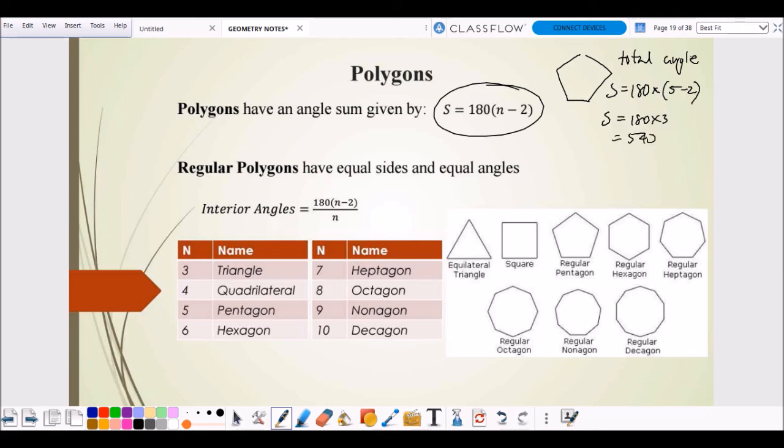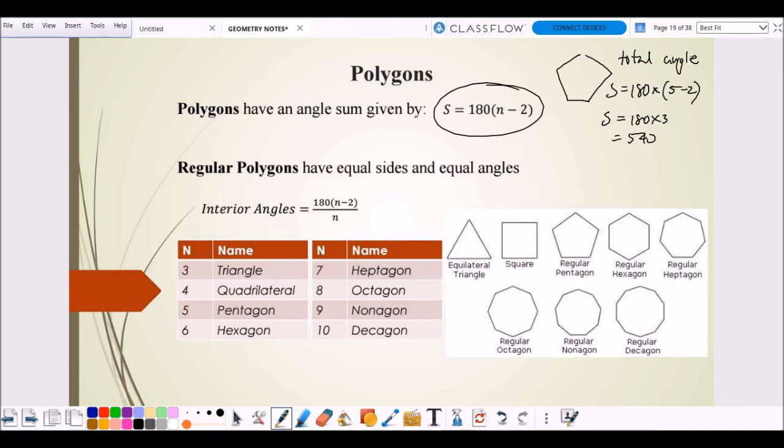So if you had to use algebra and figure that out, and you had certain sides, you would use this formula to find the total angle for any polygon. So if it's an octagon, it'd be 180 times 8 minus 2. If it was a nonagon, it'd be 180 times 9 minus 2. So just some things to think about with that.